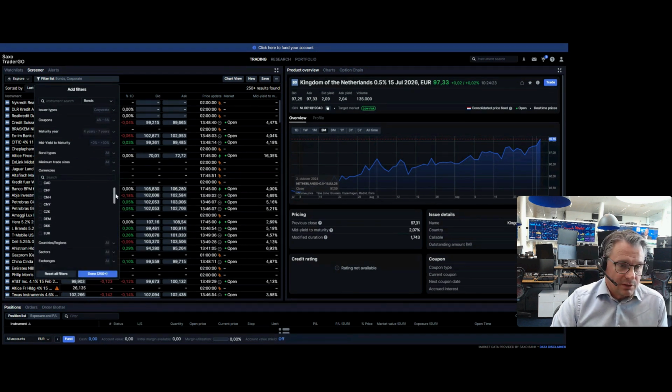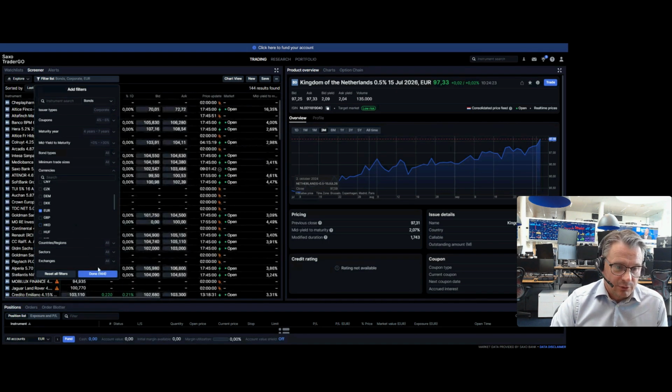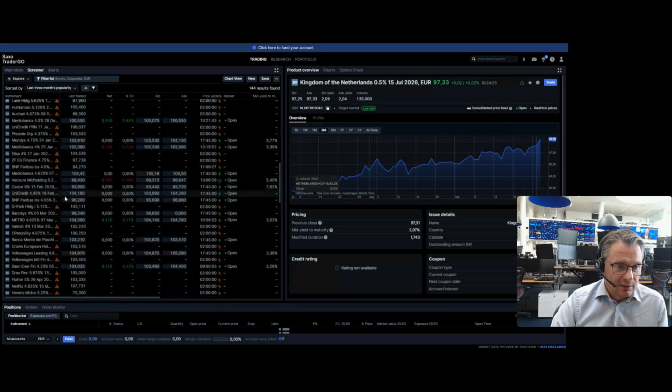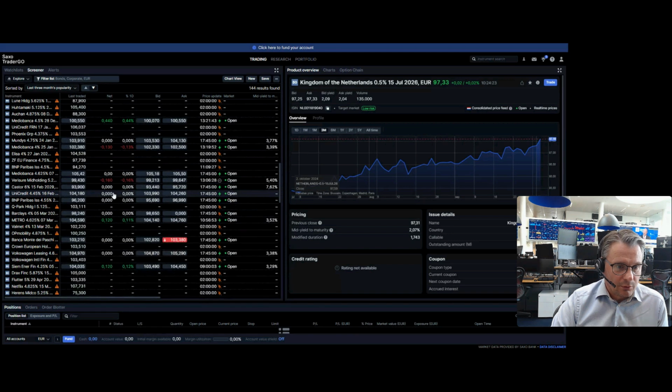It might also be a consideration to look at the currency, because obviously if I am living in a country where euro is my main currency, and I find an Apple bond denominated in US dollars, I introduce also a currency risk to my investment. So maybe I don't want to do that. I will only select euro. Now, based on the criteria I have selected so far, it returns 144 bonds.